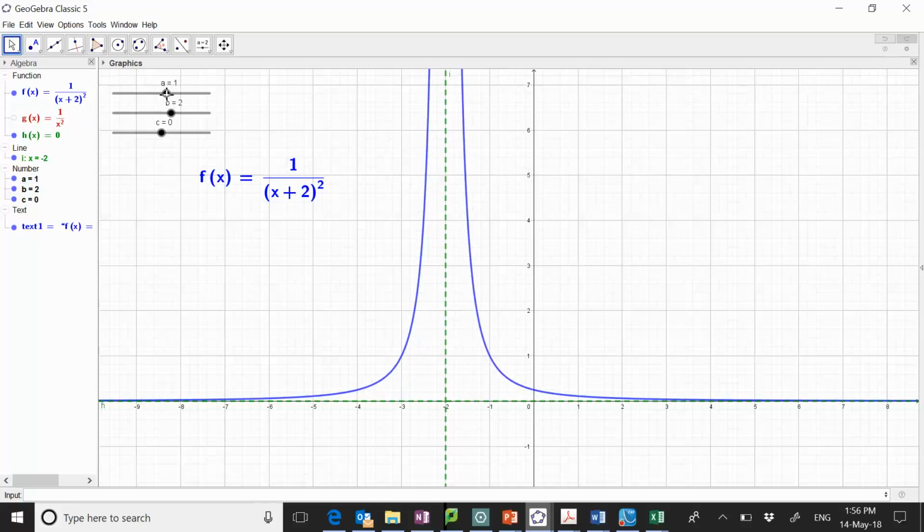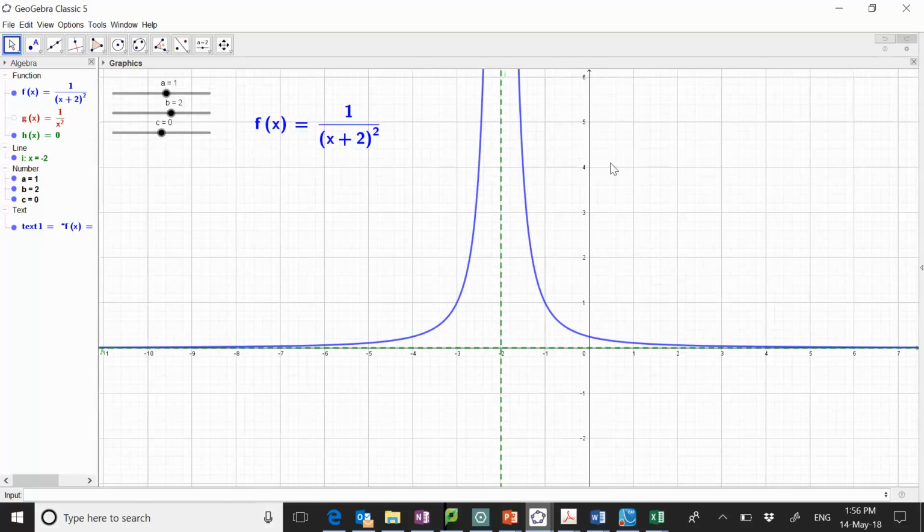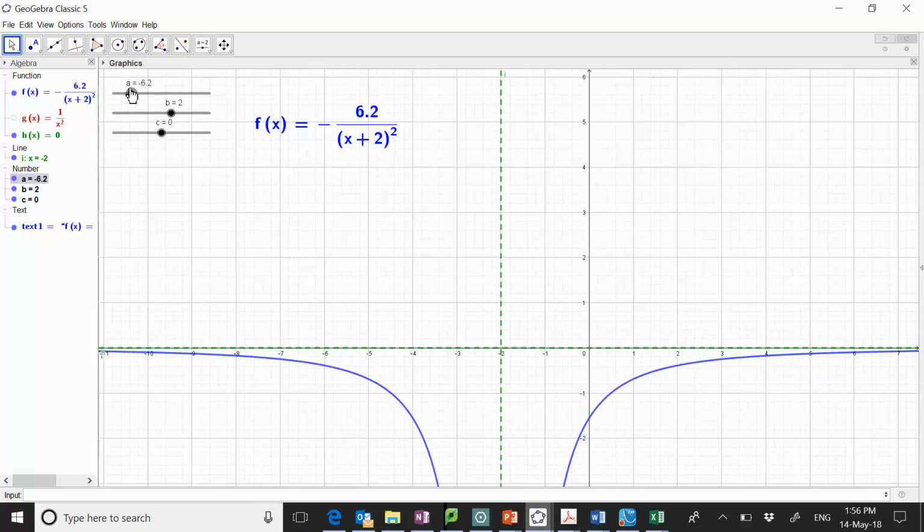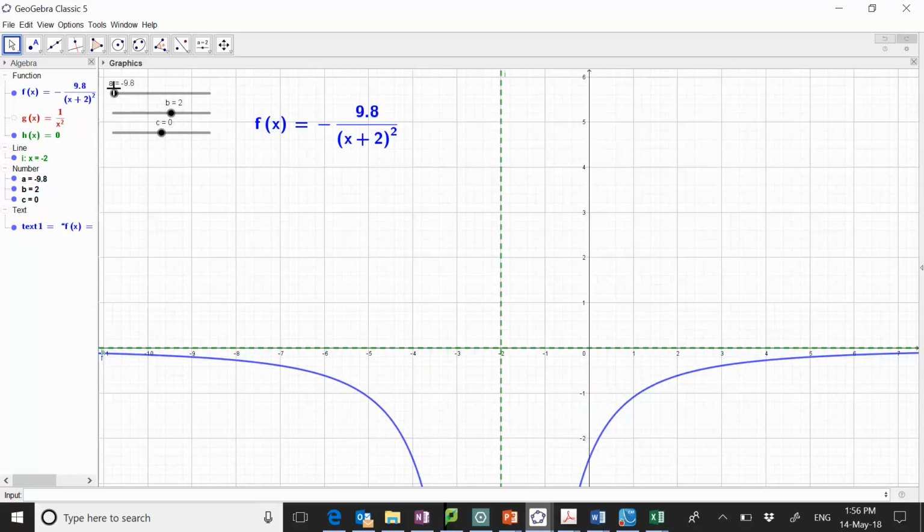Also, another thing, remember I said, what happens if it goes negative? Yep, that's good. That's what I was going to show. Now, watch year 11s. When I change A to a negative, watch what happens. See, it just goes upside down. Now, if I increase the value, it just spreads out. It spreads away from the asymptotes.